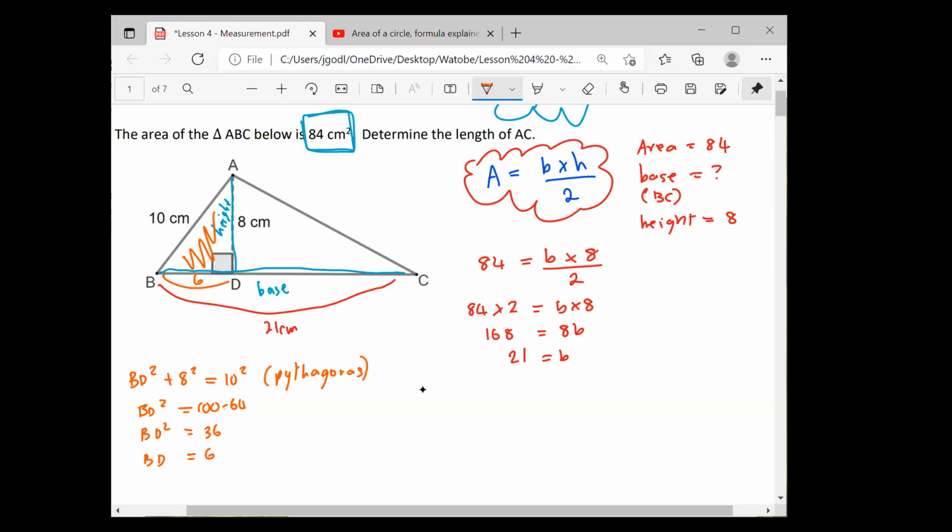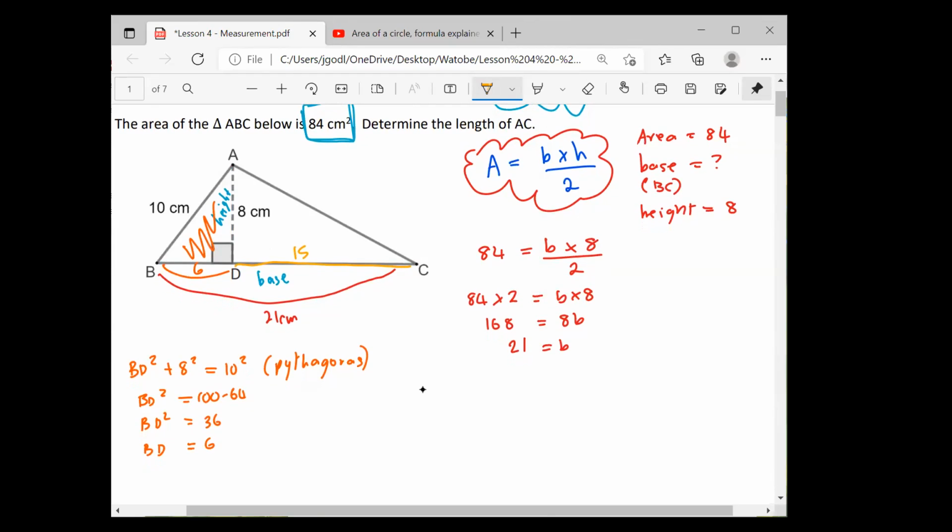Okay, now I'm going to ask you, and you can give me your answers in the chat, or you could say them out loud. If BC is 21 and BD is 6, then what is DC? Who can tell me what the length of DC is? I'm wanting to know what this length over here is. Nice, good, 15, great. Okay, so now we know that that's 15.